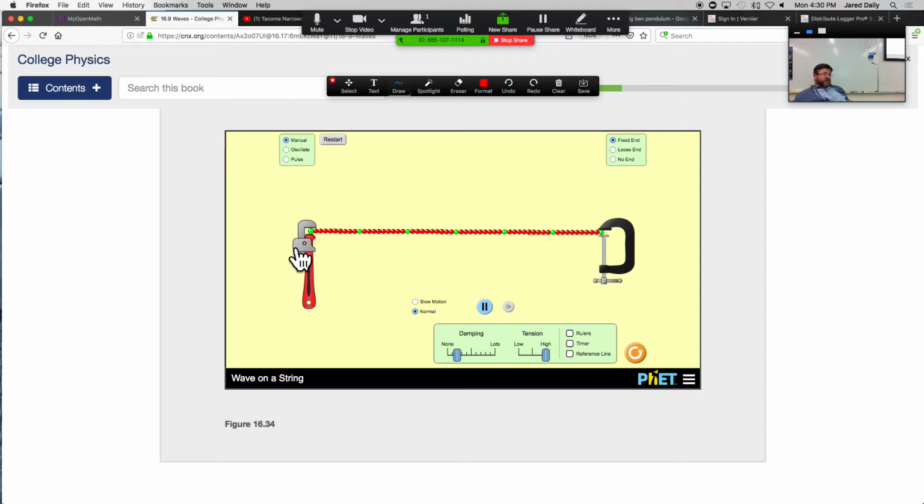But standing waves are only created in specific circumstances. You have to have just the perfect length of the rope. You have to have just the right weight of the rope. You have to be oscillating it at just the right frequency. It's very finicky, very picky. But it's something that we're quite used to doing.